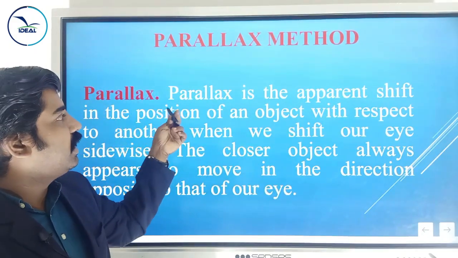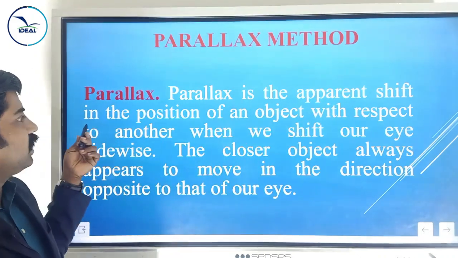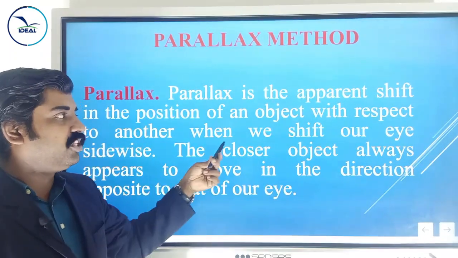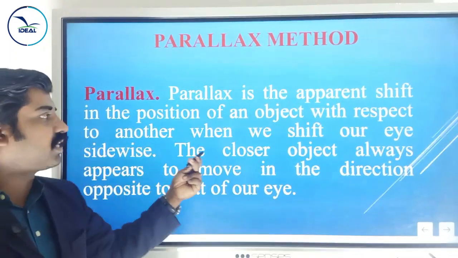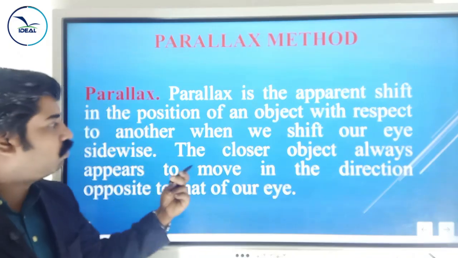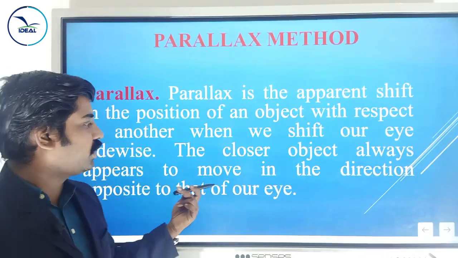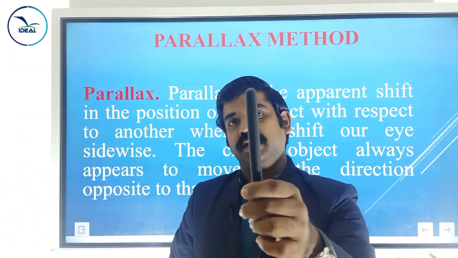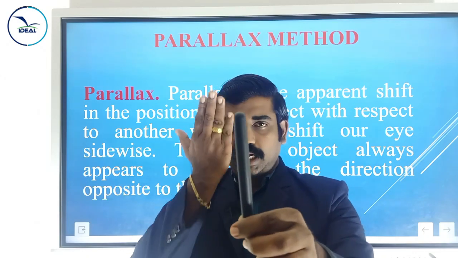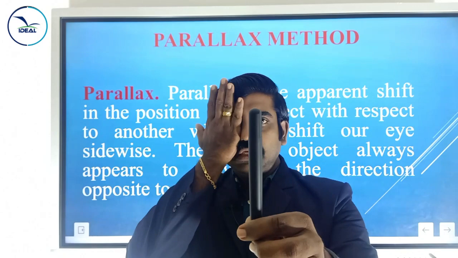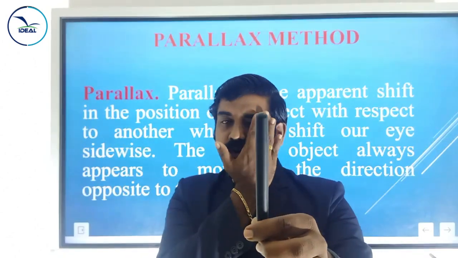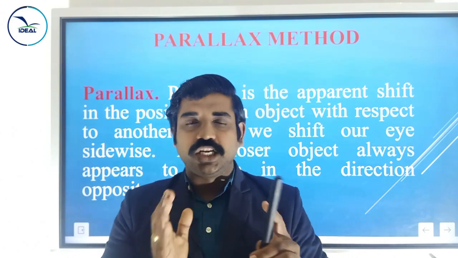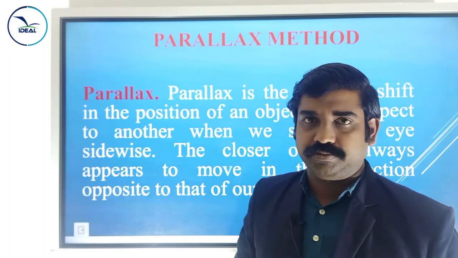Parallax is the apparent shift in the position of an object with respect to another. When we shift our eye sidewise, the closer object always appears to move in the direction opposite to that of our eye. That means if we are looking at this pen, and I close one eye and look, and again close the other, there is a small shift I can notice. That shift is called parallax.